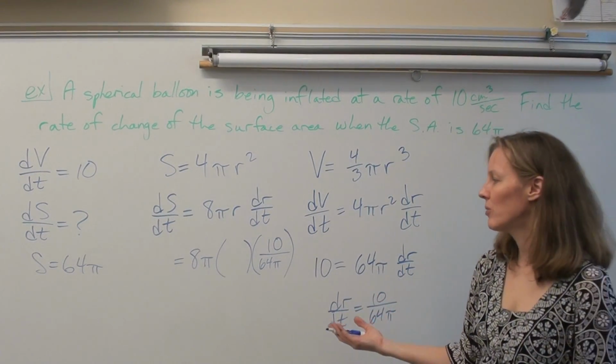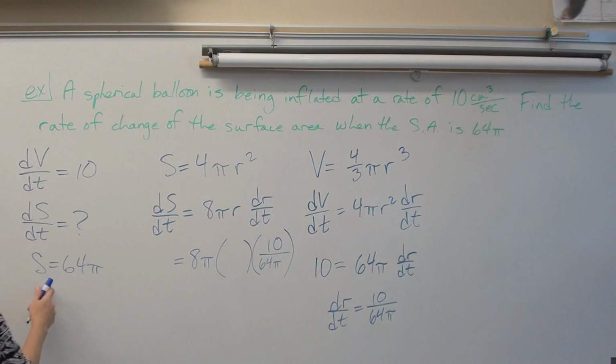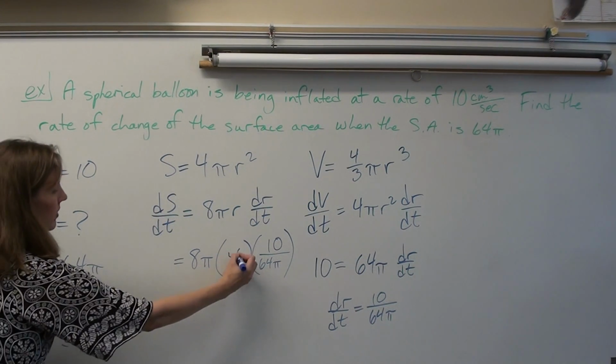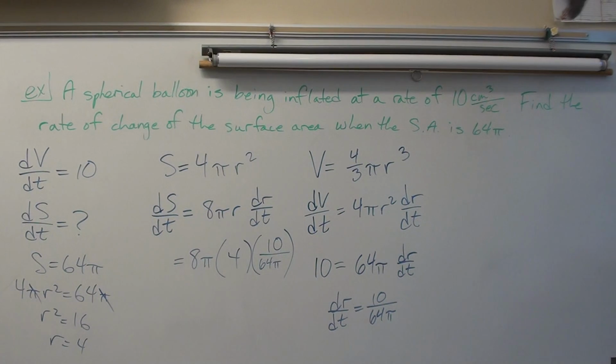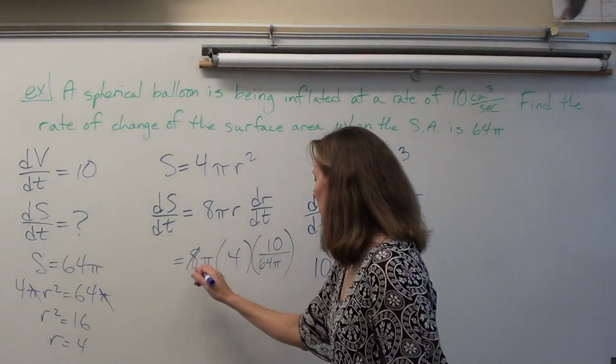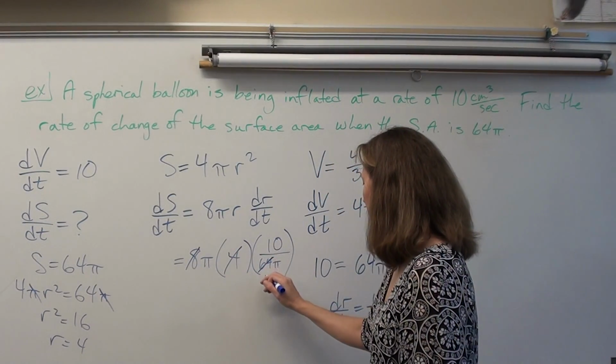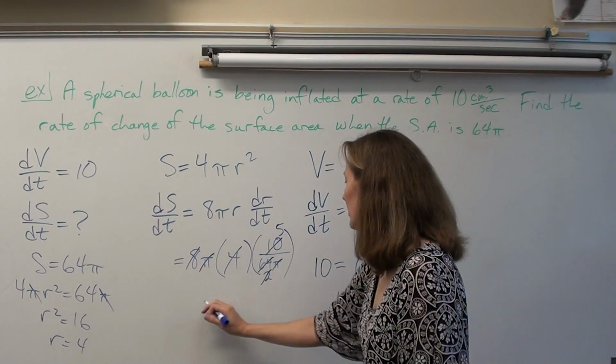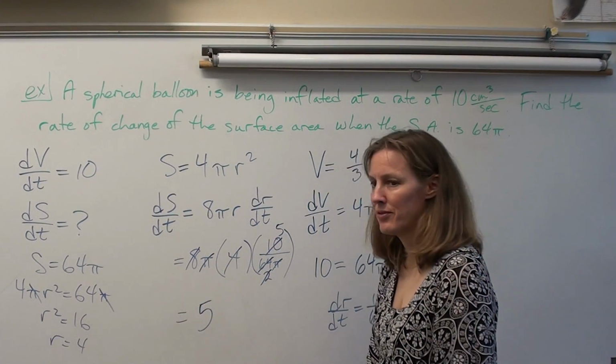Now, how do I find the radius? Well, I was told the surface area is 64 pi, so I know 4 pi r squared is 64 pi. Kill the pi's, kill the 4's, and your radius is 4. If you clean it up, so 32 over 64, that becomes a 2, the pi's cancel. This whole thing just equals 5.